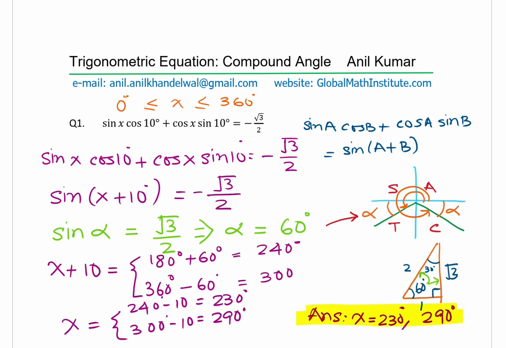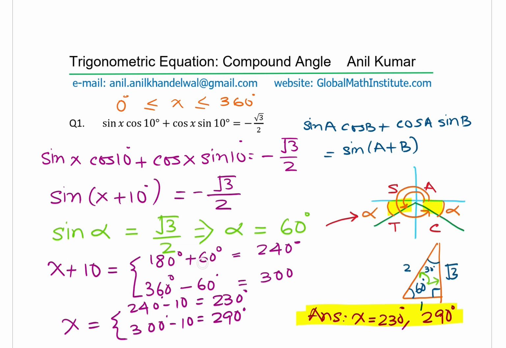It's kind of tricky since we need to find the acute angle alpha first and then get our solution. So once again, we use the compound angle formula sine A plus B to find what sine x plus 10 will be. Since it is negative, we are looking for solutions in quadrant 3 and 4. Sine of 60 degrees is square root 3 over 2, as you can see from here. And therefore, alpha is 60 for us.